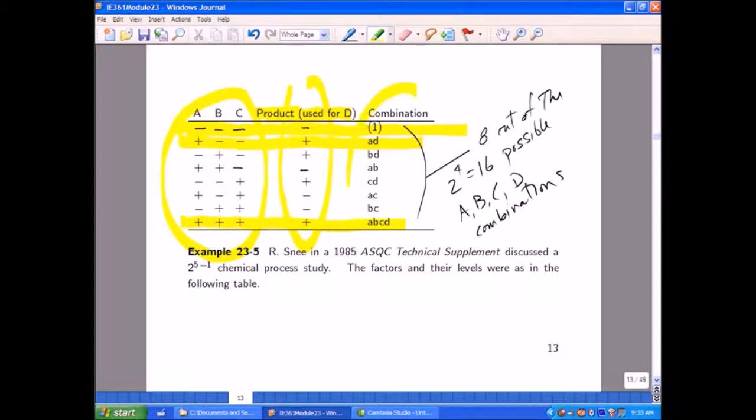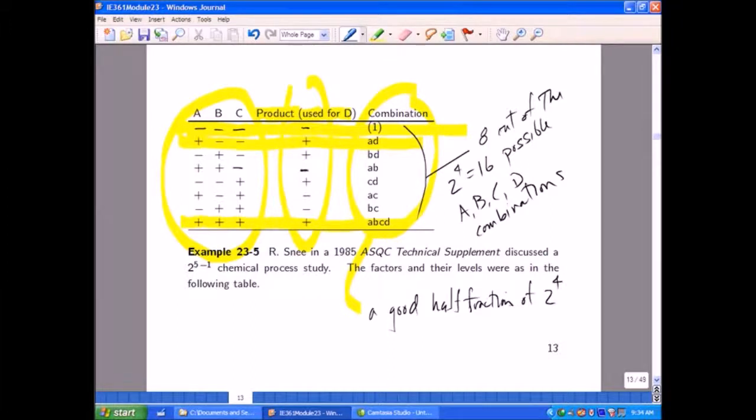This is a good half fraction of the 2 to the 4th. This is the one that I get by following the rules that I just laid down there.